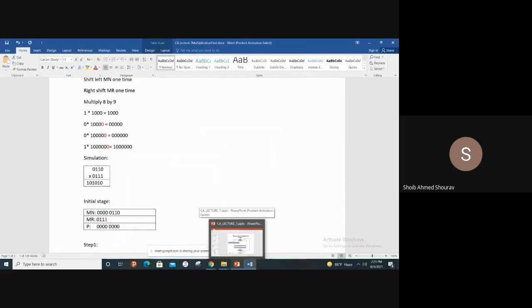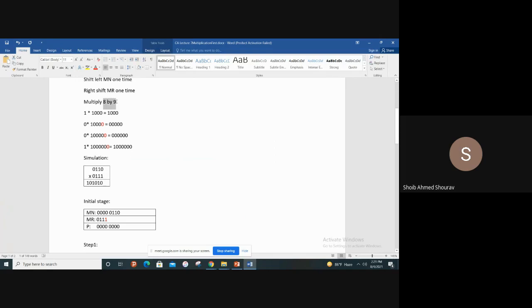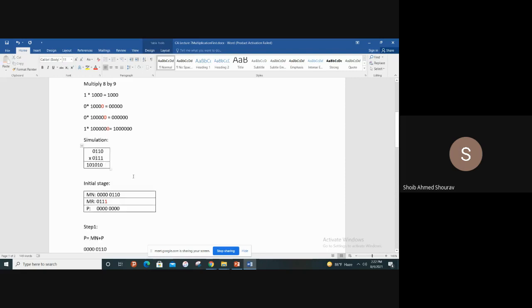Okay, so let me show you. After starting the algorithm, what do we have to check? We have to check the 0 number bit of the multiplier. Now we are going to multiply 8 by 9. No, actually in this example, we are going to multiply 6 with 7. So the result should be 42 here: 32 plus 8 plus 2 is 10, 32 plus 10 is 42. So we are going to multiply 6 with 7 and follow the algorithm given in the flowchart. Okay, so what are the initial values?